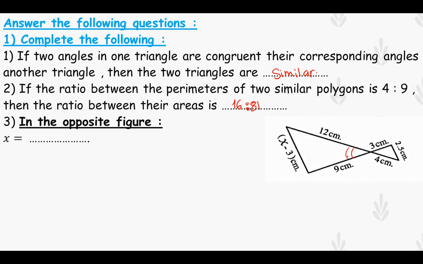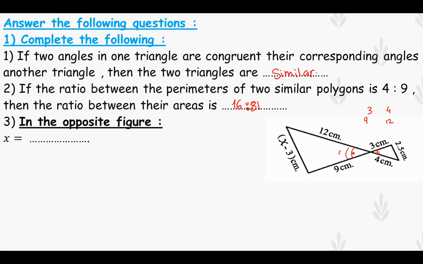We all know that the measure of this angle corresponds to the measure of this angle. The two angles are equal because they are vertically opposite angles. So the measure of angle 1 will be equal to the measure of angle 2. The two enclosing sides are 3 and 4 in one triangle, and the two enclosing sides are 9 and 12.